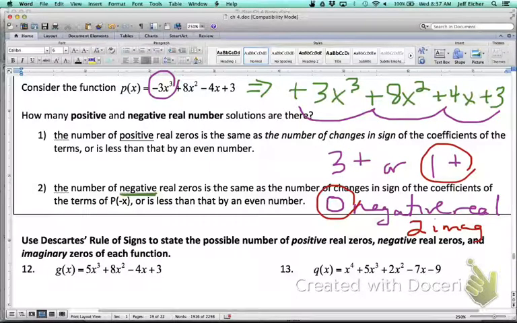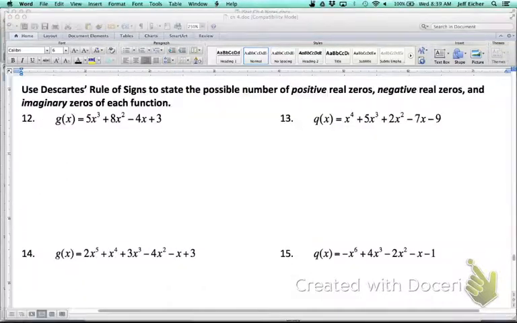So let's look at number 12. Let's find the positive real zeros. So we're going to count positive 5 to positive 8. That's nothing. Positive 8 to negative 1, okay, that's 1 sign change. And then negative to positive, that's another sign change. So for the positive reals, we would have 2 or less than that by an even number, or 0 positive. A little plus sign for positive real solutions.